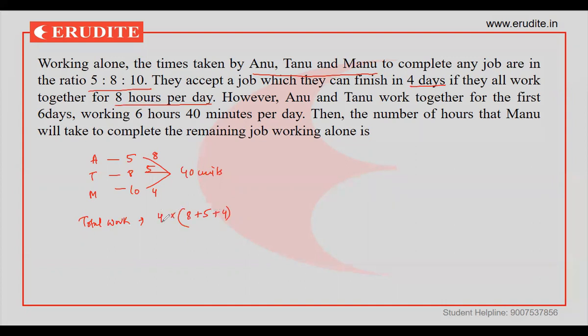And they work for 4 days and each day they are working for 8 hours. It's 32 into 17. So how much is it coming to? 32 into 17, just solve it. 544 units.